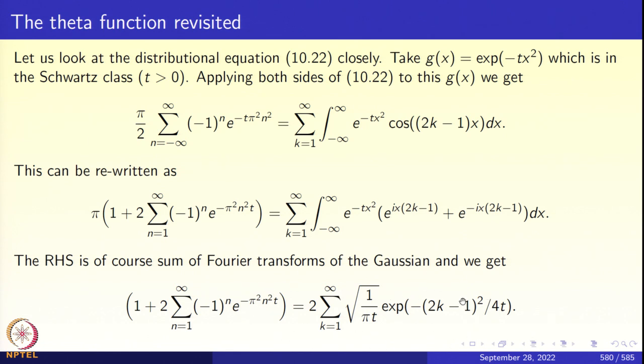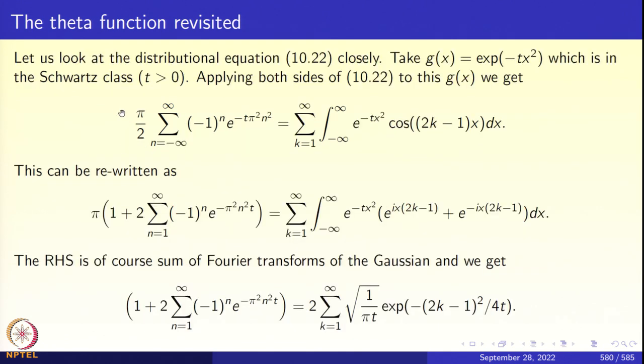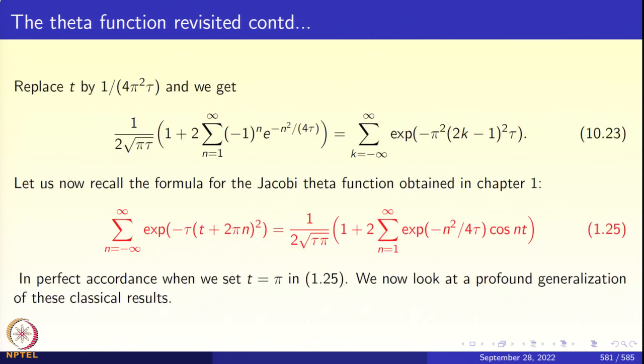And the result is displayed over here, the last line. Let us go a step further. I'm going to take the last equation and replace t by 1 upon 4 pi squared tau in the previous equation and just do simple algebra here. You're going to get equation 10.23: 1 upon 2 root pi tau times (1 plus twice the summation n from 1 to infinity of (-1)^n e^(-n^2/(4 tau))) equals the summation k from minus infinity to infinity of e^(-pi^2 (2k-1)^2 tau). Equation 10.23.